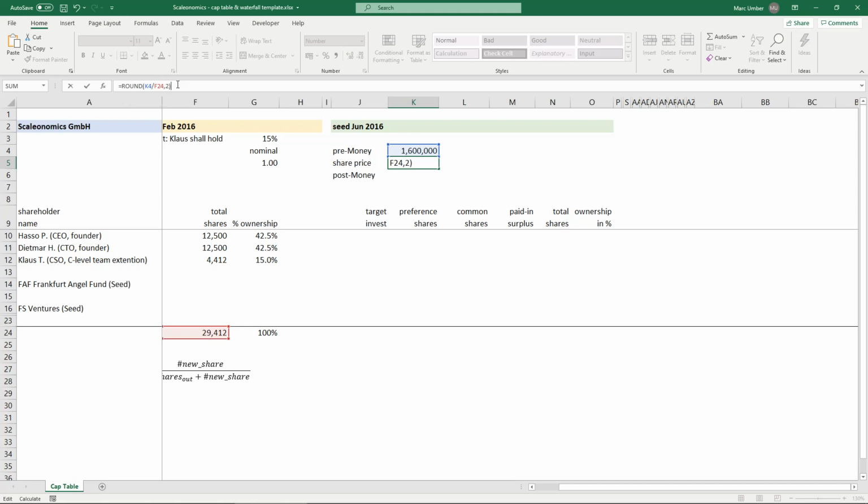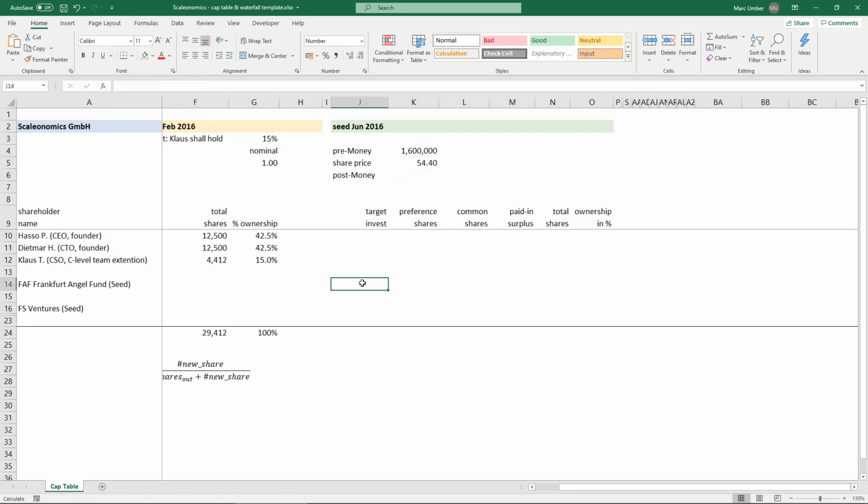So let's make this a real euro value. We know that Fritz, being the business angel, will want to invest 50,000 euros, and Frankfurt School Venture Capital will invest 250,000 euros. The question now is, how many shares do I get for an investment of 50,000 euros? That's just very easy. Take the 50,000 euros, divide that by the share price, and get 919 shares.